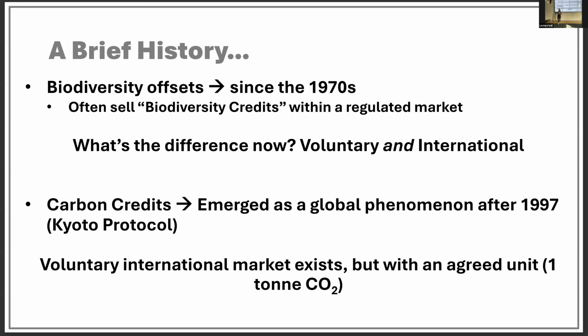The voluntary market exists for carbon credits too. There's a voluntary international market. But the key difference to the biodiversity credit market is that there's an agreed unit there: 1 ton of carbon dioxide. That is the standard. With the acknowledgement that that is not always easy to measure, there is at least an agreement in the market as to what 1 unit is.